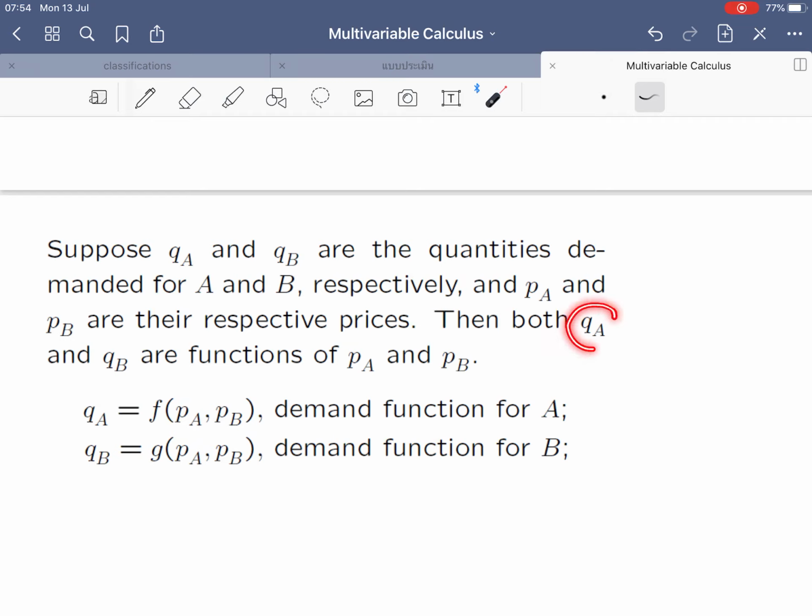Then your QA depends on both prices, PA and PB, and your QB also depends on both prices, PA and PB as well. So your QA is a function f of PA, PB, and your QB is another function g of PA, PB. These are a demand function for product A and a demand function for product B.